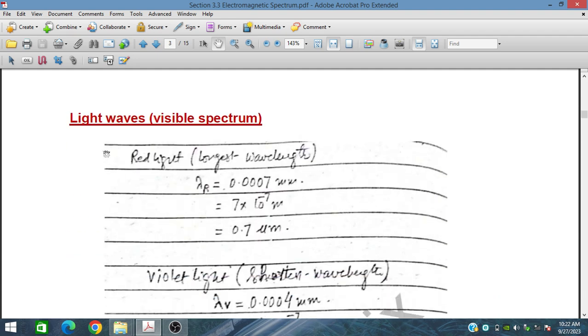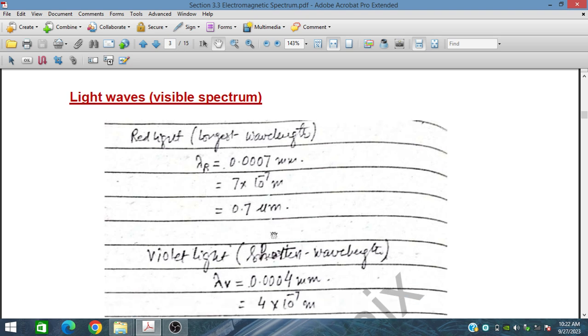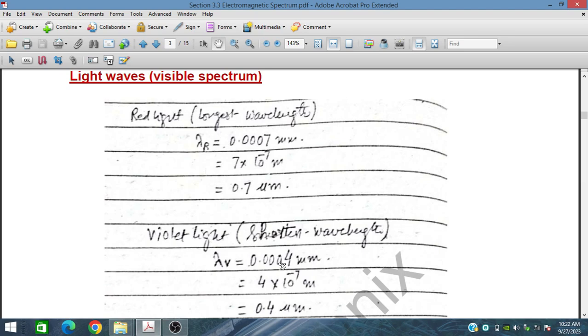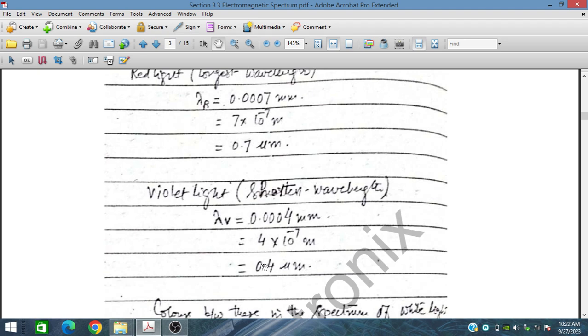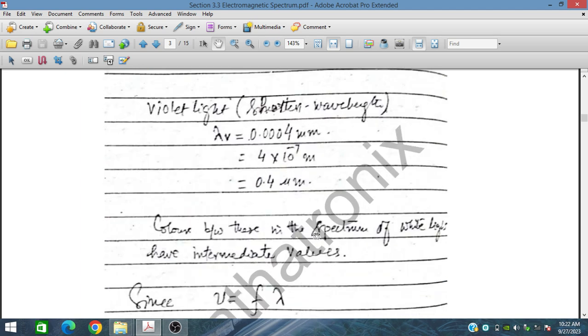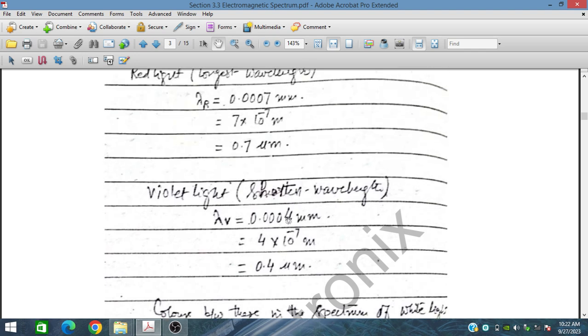So light waves are a visible spectrum. Red light has the longest wavelength, 0.007 millimeter, that is 0.7 micrometer. And violet light has the shortest wavelength, 0.004 millimeter, which is 0.4 micrometer. Colors between these in the spectrum of white light have intermediate values. So the other wavelengths are covered within this 0.7 to 0.4 micrometers.